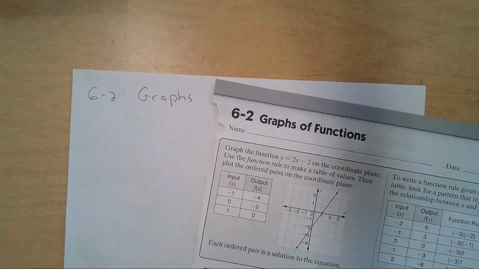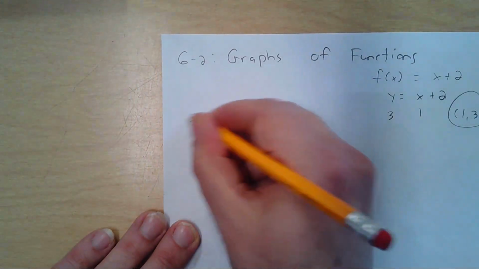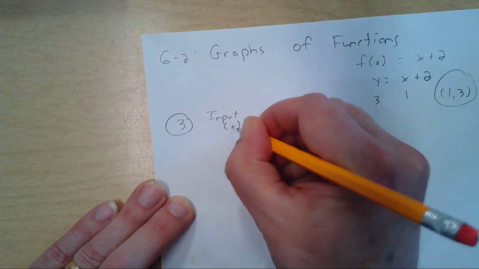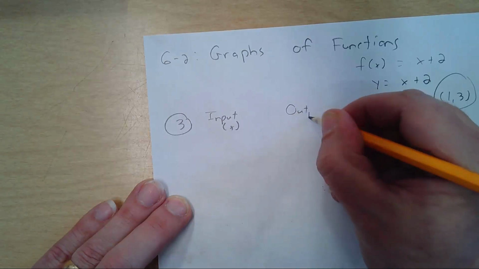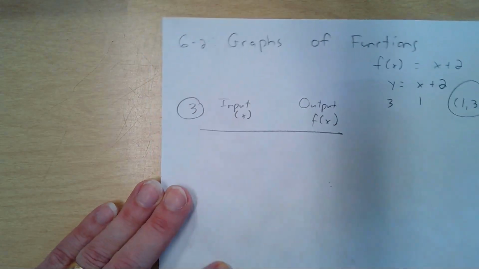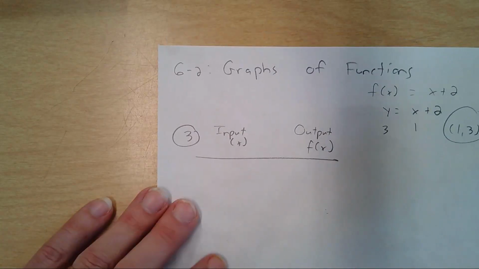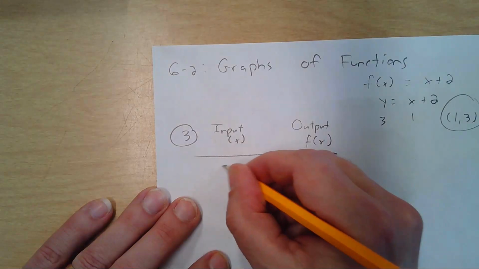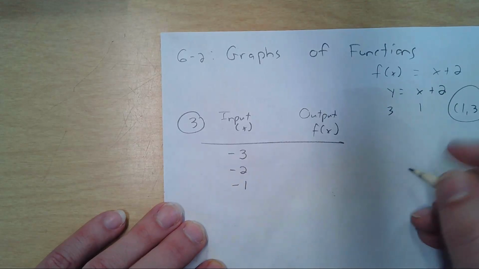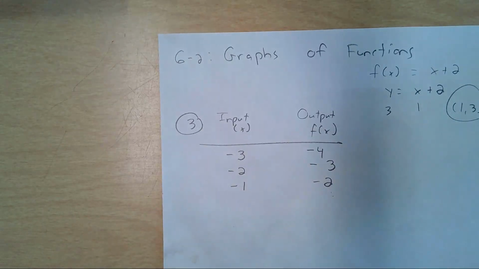So let's look at number 3. It says input x, and then over here it says output. They're calling it f of x, but we know that's the same thing as y. Domains and ranges, inputs, outputs. So they're saying here, I got an input of -3, -2, -1, an output of -4, -3, and -2.